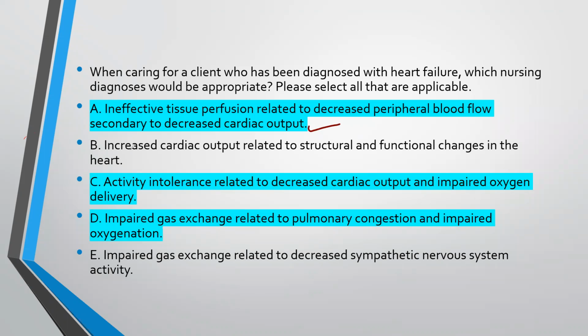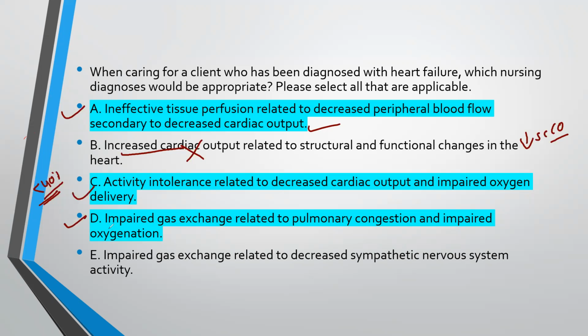The second option is not right, because it says there is an increased cardiac output. In heart failure, cardiac output will not increase; there will be decreased cardiac output. Next is activity intolerance related to decreased cardiac output and impaired O2 delivery. It is also the right option, because when there is an ejection fraction less than 40%, there will be decreased cardiac output and poor oxygen supply to the tissues, and the patient will not be able to tolerate or do the daily physical activities. So the priority diagnosis is activity intolerance related to decreased cardiac output and impaired oxygen delivery.